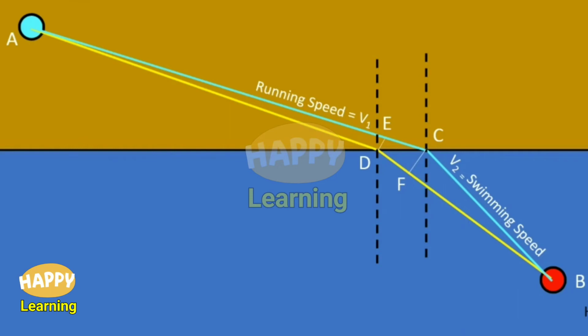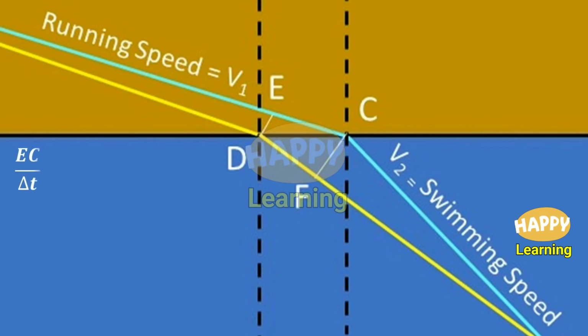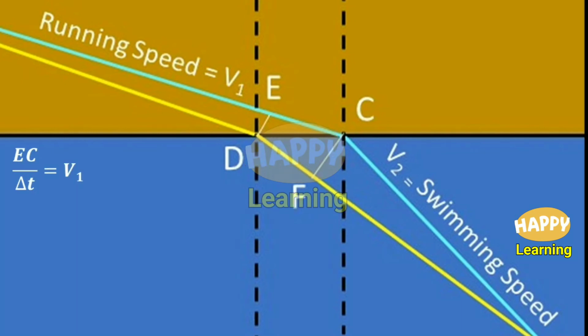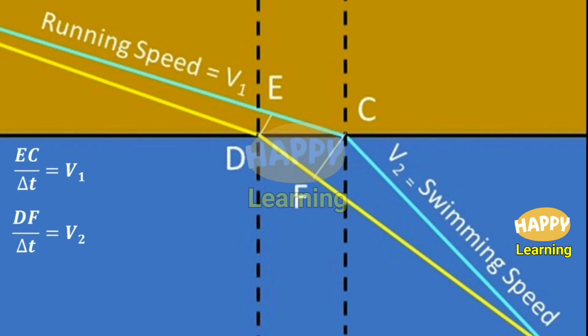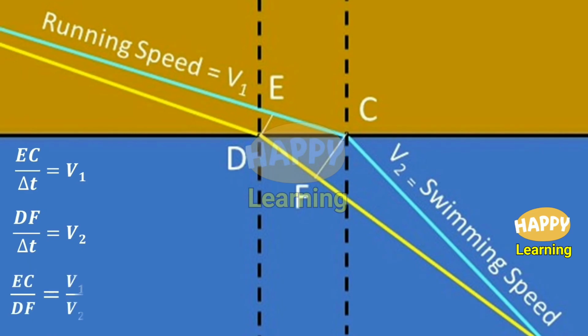Since speed is equal to distance by time, and the time taken from E to C is delta t, and also the time taken from D to F is delta t, let us write EC by delta t is equal to speed V1, and similarly DF by delta t is equal to V2. Dividing the above two equations, we can write EC by DF is equal to V1 by V2. Here delta t gets cancelled when the equations are divided.